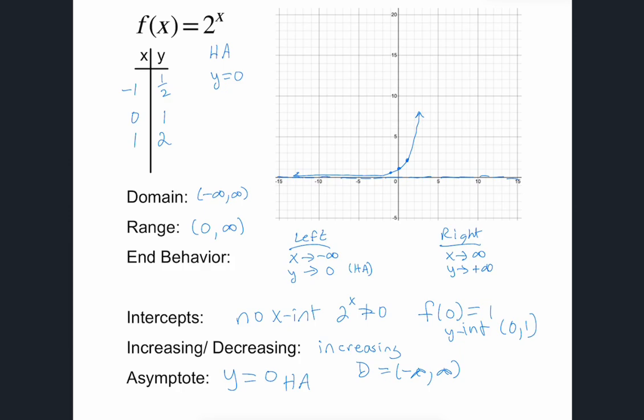So that's kind of what your parent function looks like. Now, if you make that 2 like a fraction, it will decrease instead of increase. If you make that x a negative x, it will do the same. So there are some ways that we will be transforming these functions.